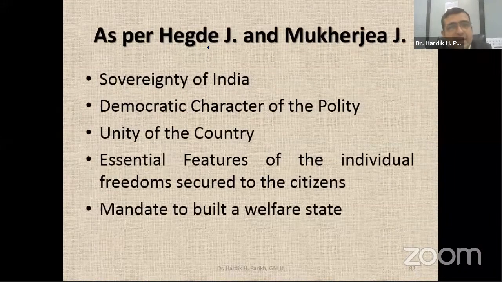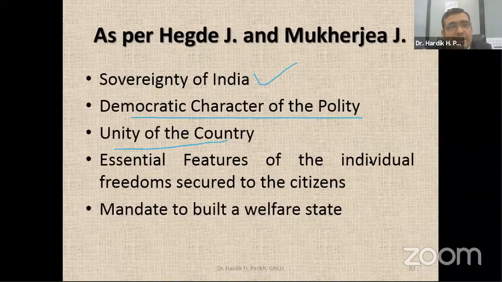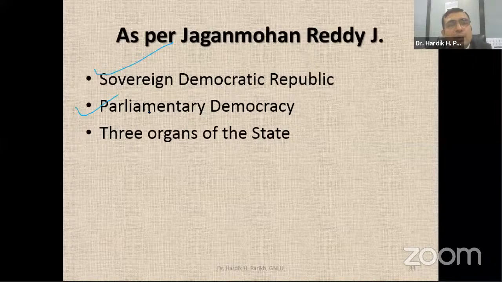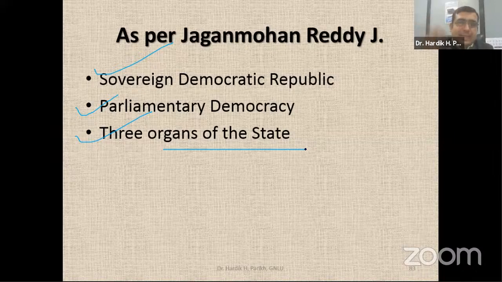Number 3, Justice Hegde and Justice Mukherjea highlighted the sovereignty of India, the democratic character of the polity, the unity of the country, the essential features of individual freedom, and the mandate to build a welfare state as the basic structure. And finally, Justice Jaganmohan Reddy: sovereign democratic republic, parliamentary democracy, and the three organs of the state. So in a nutshell, all these elements of the basic structure are considered very important for the constitutional democratic government in our country.